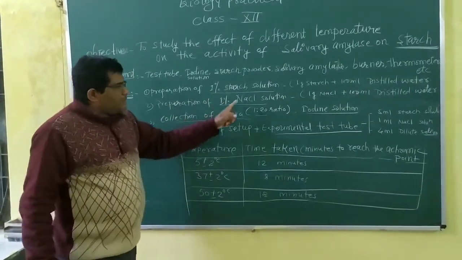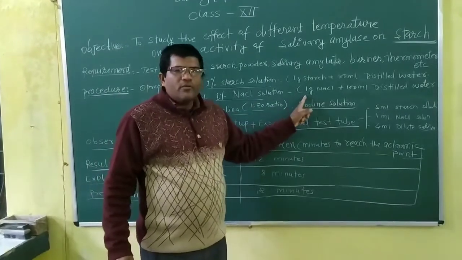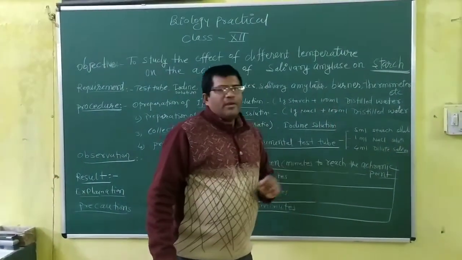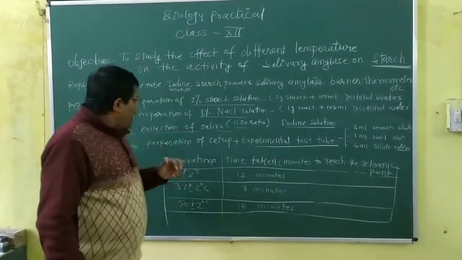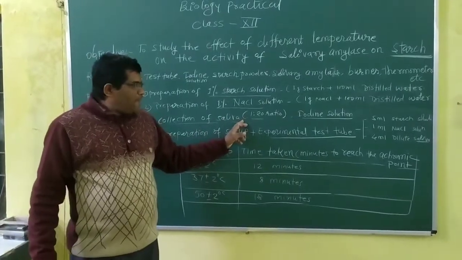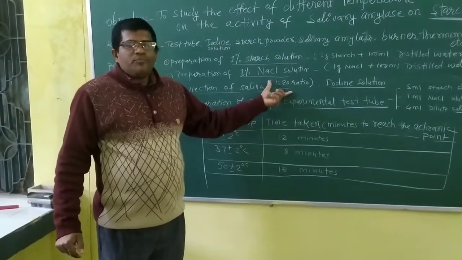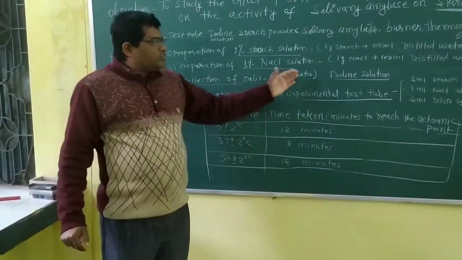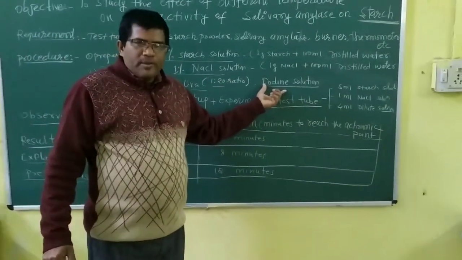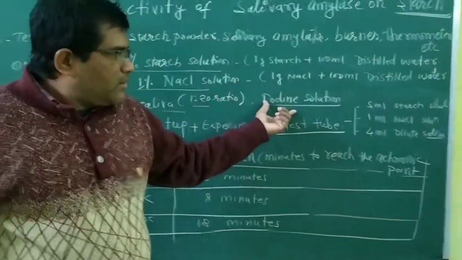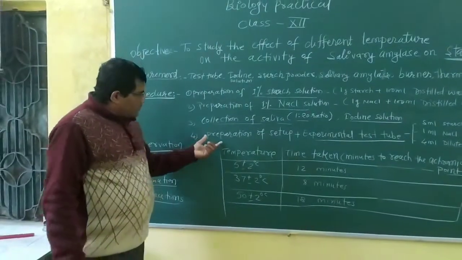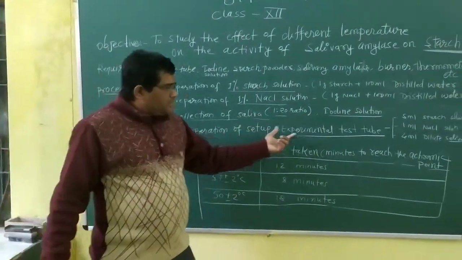For the 1% NaCl solution, we have taken 1 gram of NaCl and dissolved it in 100 ml of distilled water. For the saliva, we collected the saliva and mixed it with water in a 1:20 ratio. And third, we have also prepared fresh iodine solution in the lab. Then we have done the experimental setup.